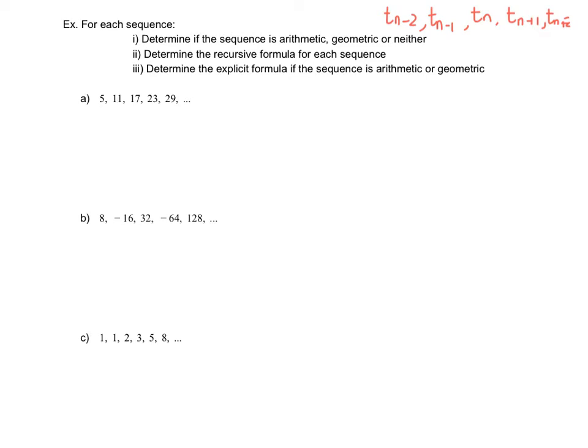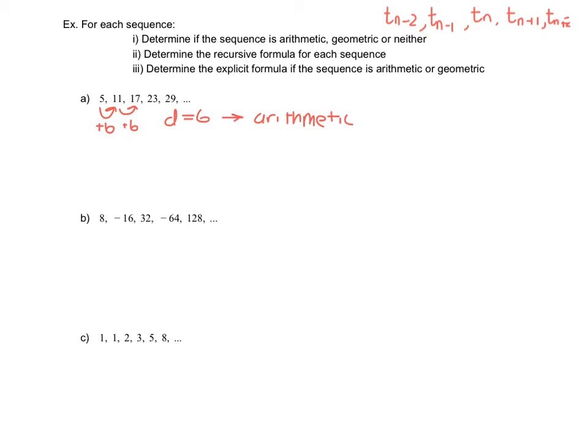So I just want to check, is there a common difference or a common ratio or nothing? So if I look at from 5 to 11, I would be adding on 6. And then I check from 11 to 17, I'm still adding on 6, plus another 6 to get 23, plus another to get 29. So clearly I have a common difference of 6, which makes this arithmetic. Now, if we know it's arithmetic, let's just go ahead and find the explicit formula.